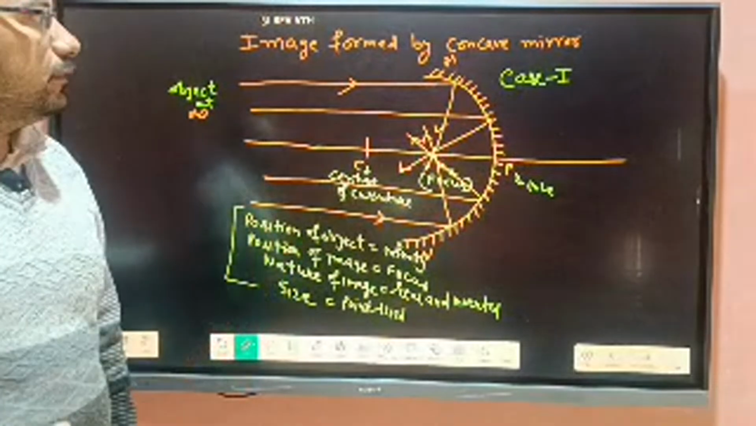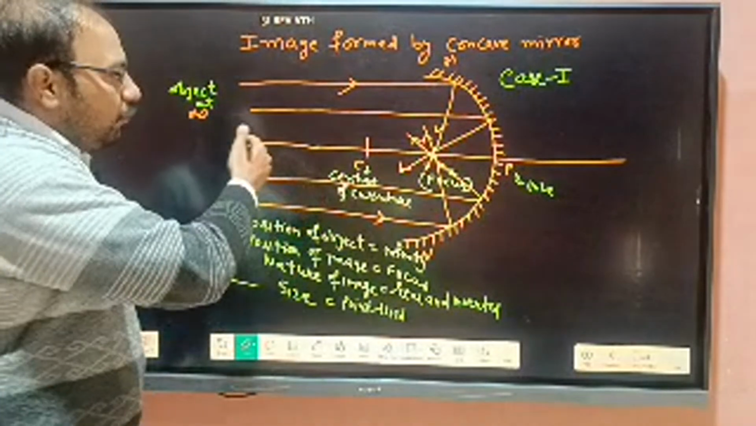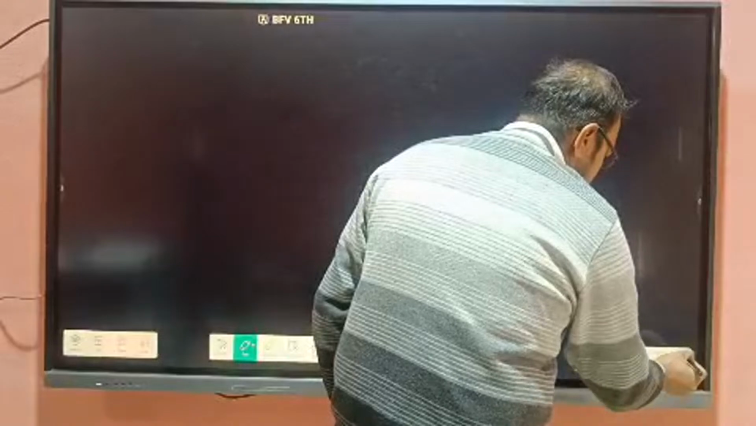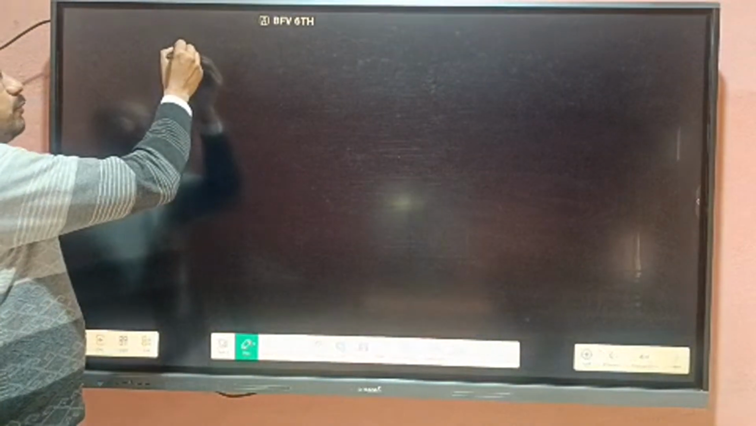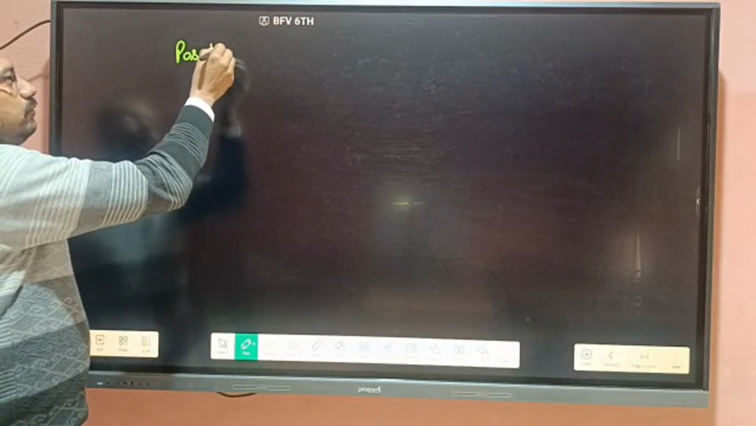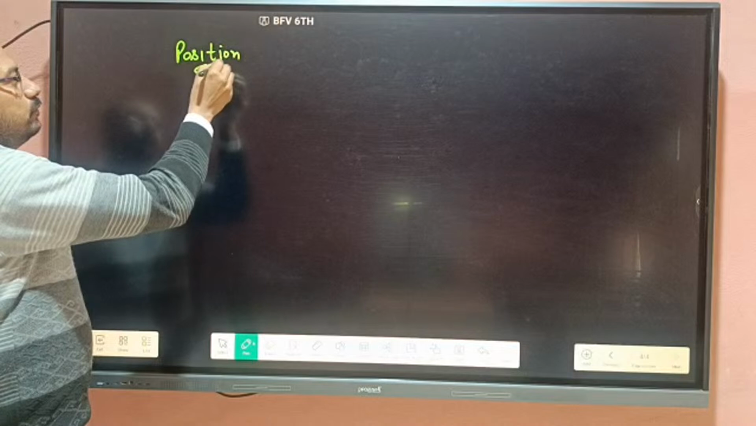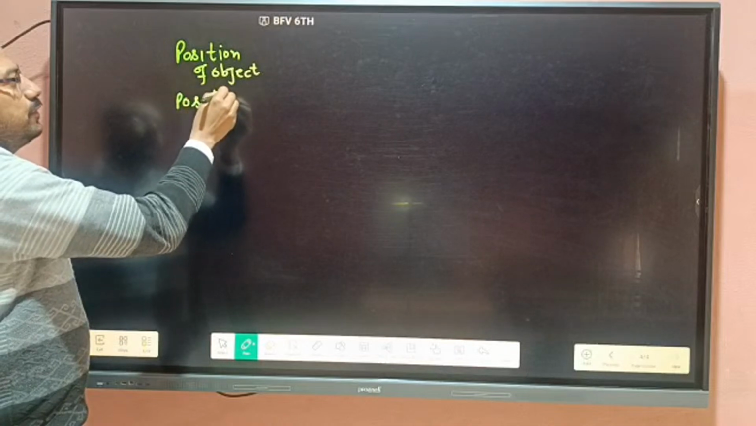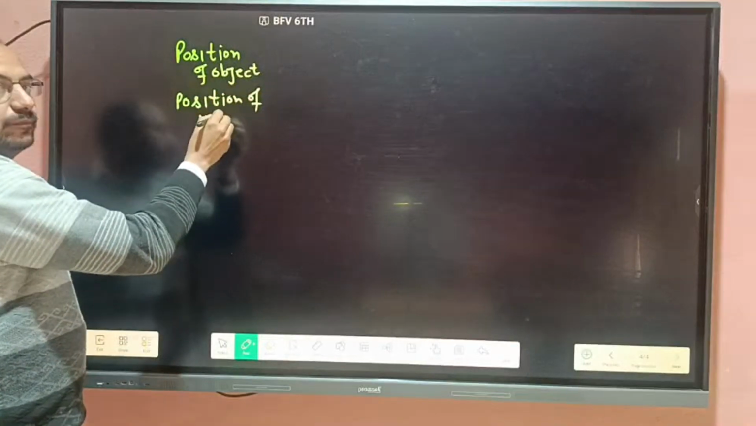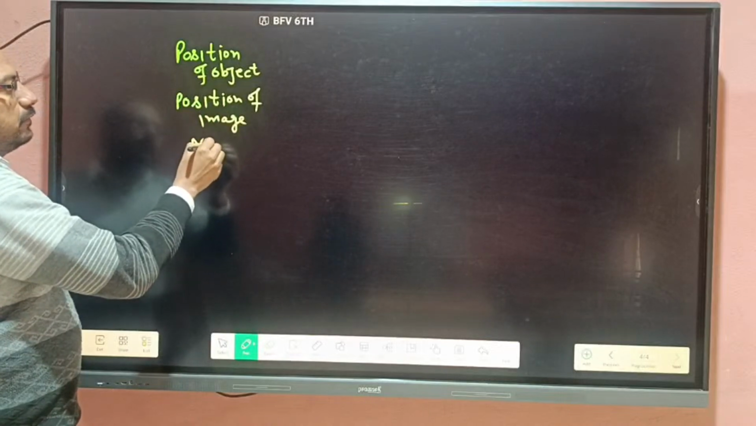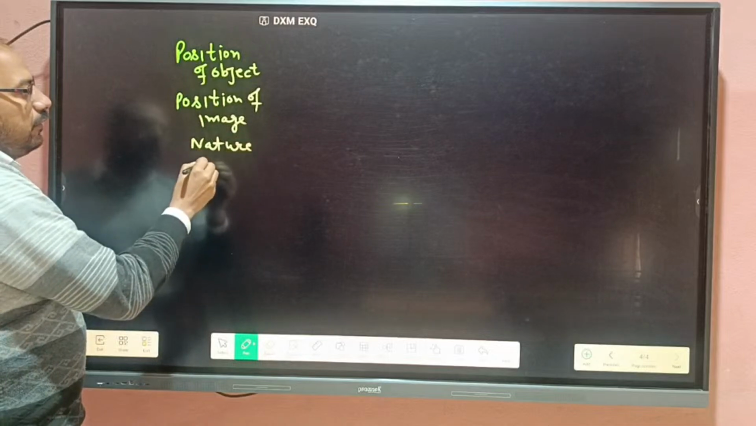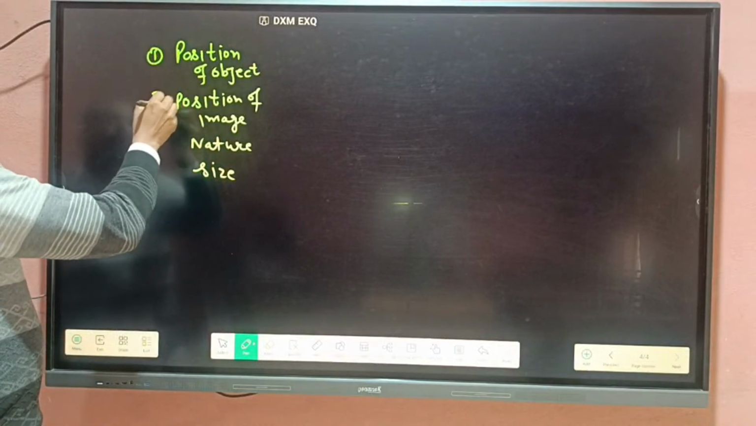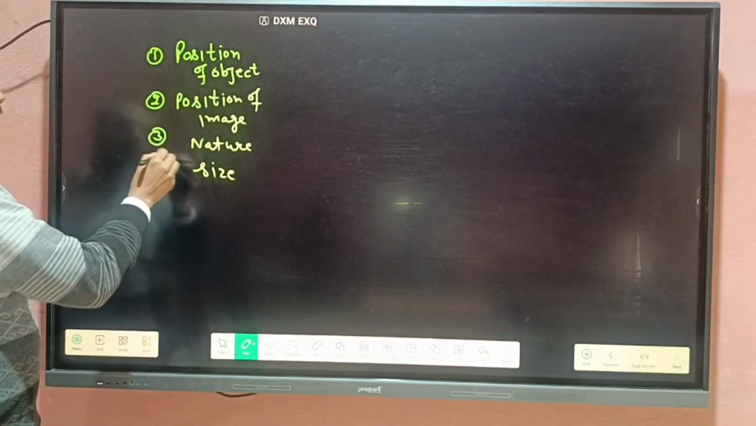Now we take the second example, when the object is put between infinity and C. We take four parameters: first, position of object; second, position of image; third, nature; and fourth, size.